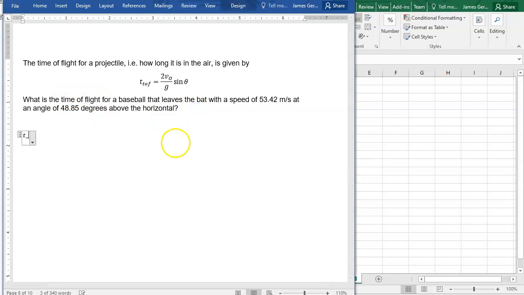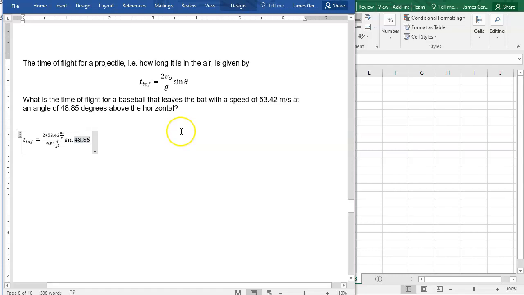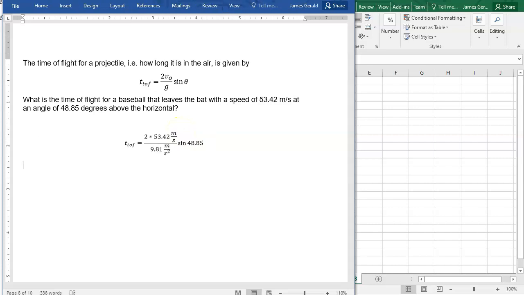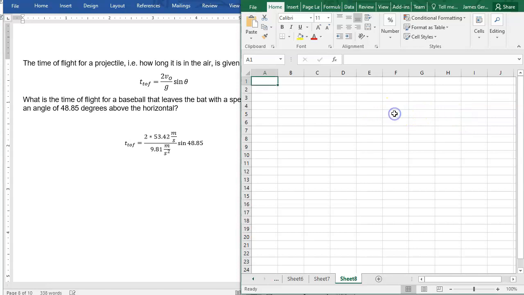All right, so t, time of flight, is going to be 2 times the velocity, 53.42 meters per second, divided by 9.81 meters per second squared, times sine of the angle, which is 48.85 degrees. And so there we have our simple little calculation. We just have to perform it. So let's go over to Excel.